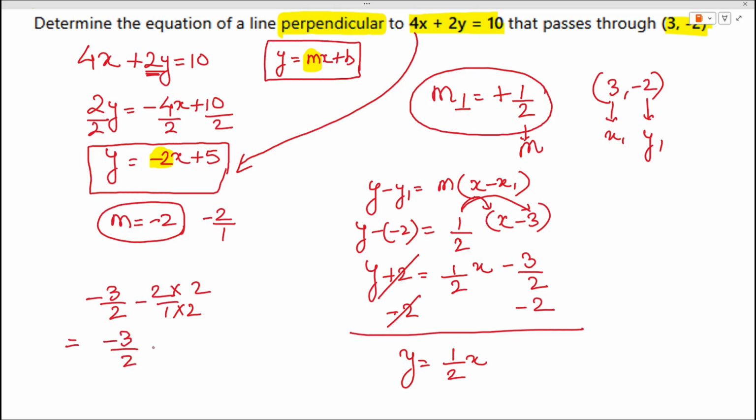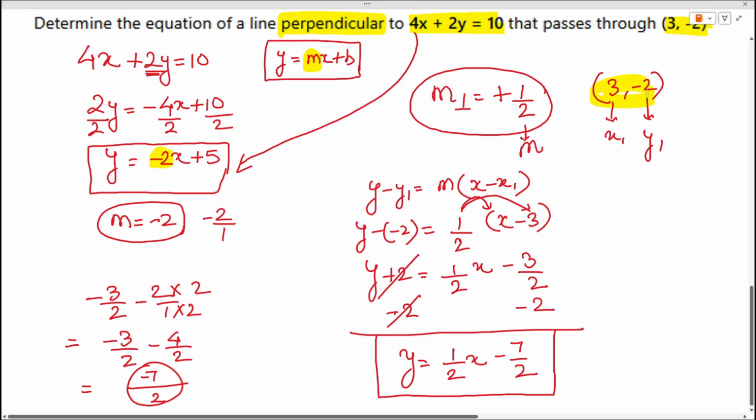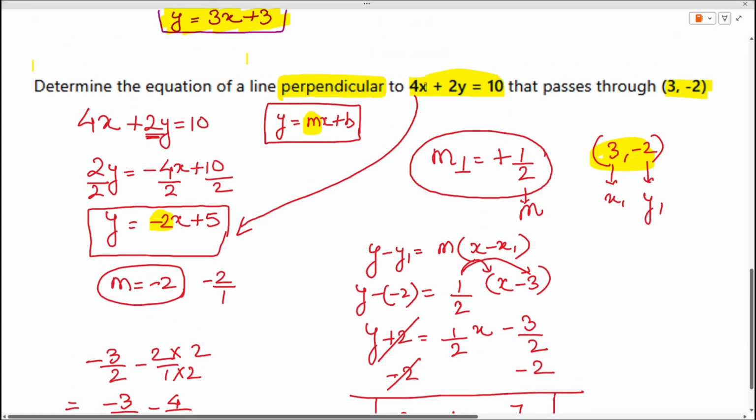So negative 3 over 2 and subtract 2 times 2, which is 4 over 2. And now because the denominator is the same, we're just going to write the common denominator. Negative 3 and negative 4 gives us a negative 7. So here we have negative 7 over 2. So this is the equation of the line which passes through the given point 3, negative 2, and which is also perpendicular to this given line.